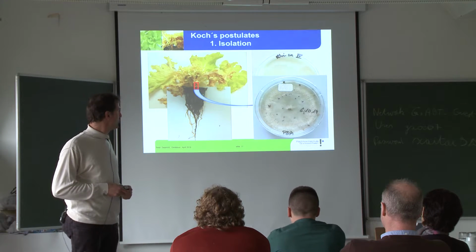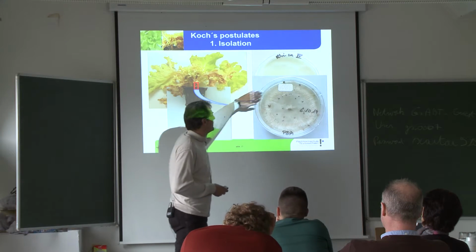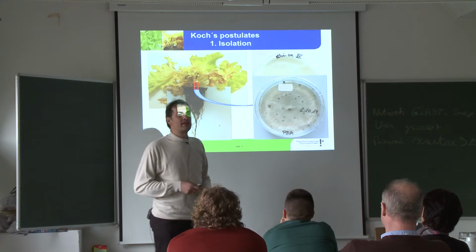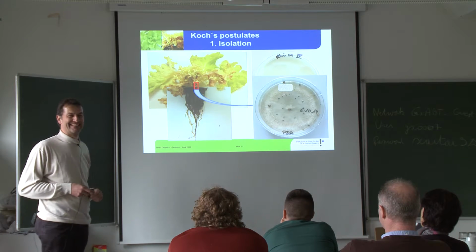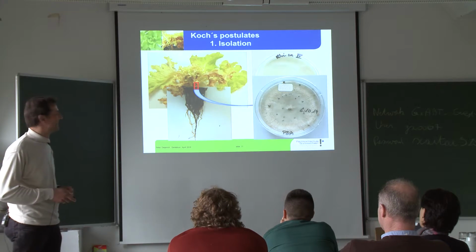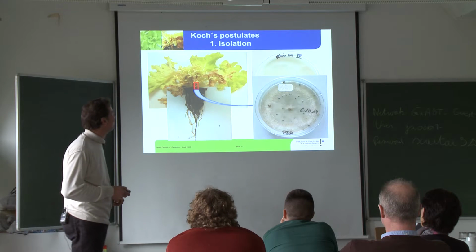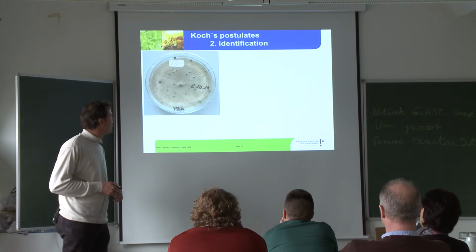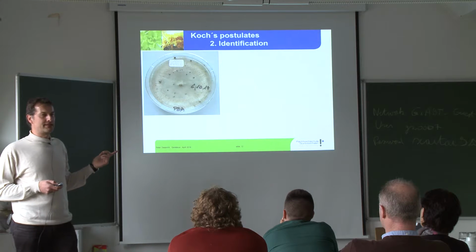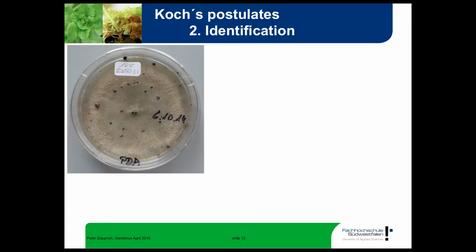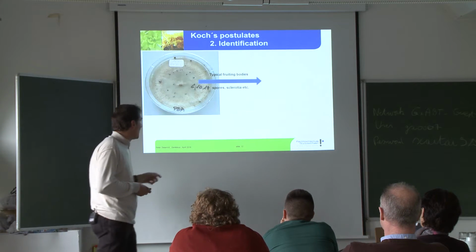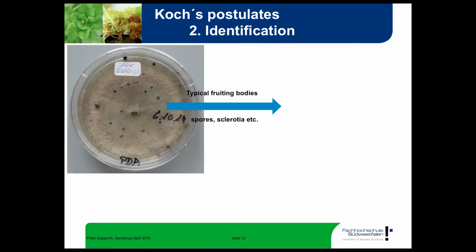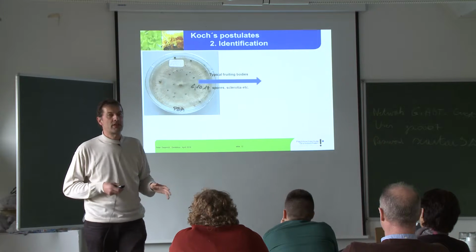The one or the other who might be an expert might already identify this as a Botrytis culture. We're coming to that later. But we don't know, of course. Just looking at it might be difficult and might lead us to a wrong decision. So we have to identify it by looking at the typical fruiting bodies, spores, sclerotia, something like that.